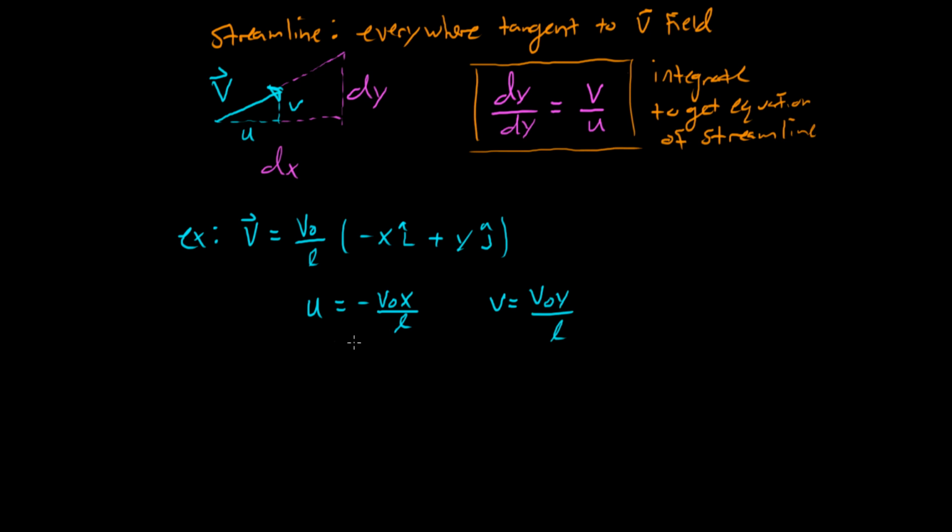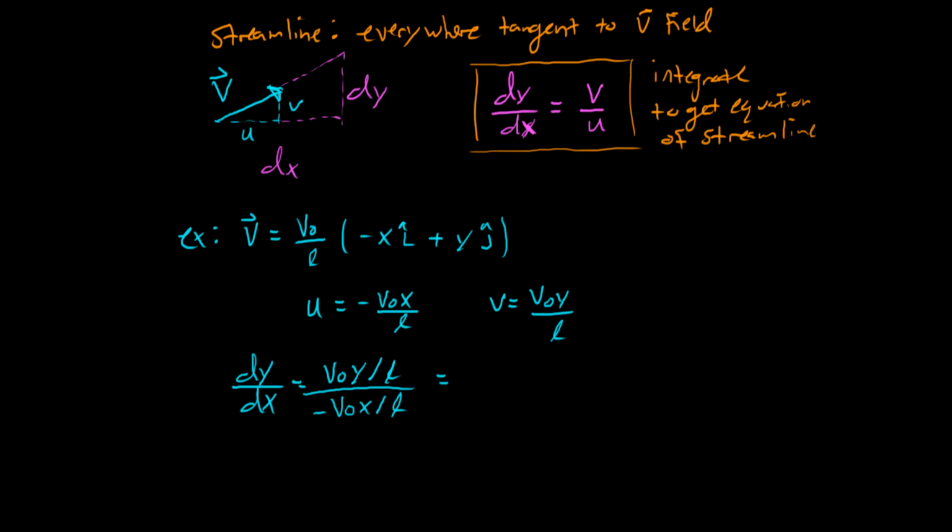So for any value of x and y, we have a value of u and v that is our velocity field. Well, the streamlines are defined using this relationship here, which says that dy by dx, oops, go back and look at that last note, dy by dx, that was an error in the last video, is equal to v over u. And so we can put that to use by saying that dy by dx is equal to v0 y over L divided by minus v0 x over L, simply subbing those in.